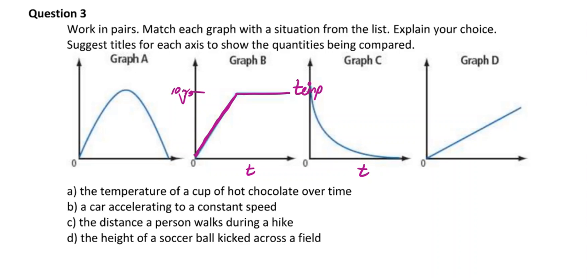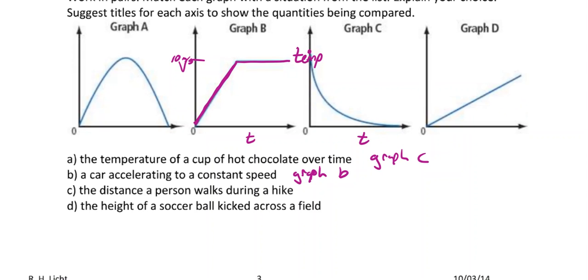Okay, so here, let's write those down. So B was B. We said this was A. Here, let's do it the other way around. Let's go on these ones. So the temperature of this one was graph C. And then the car accelerating into a constant speed, we'll say was graph B. Okay, the distance a person walks during a hike. Yeah, that could be constant, right? So if time keeps going by, and this was distance, then that'd be just the distance they cover there. So this would be graph D.